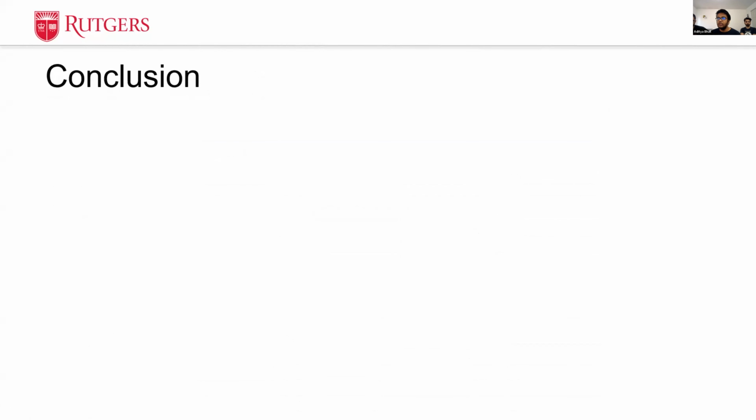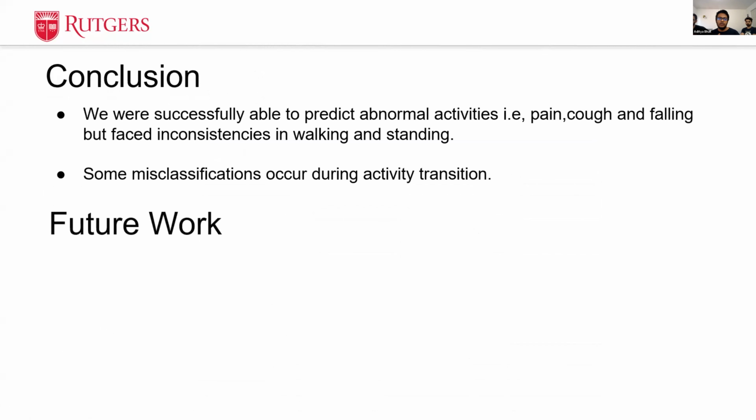So in conclusion, we would say that our model was successfully able to predict most of the abnormal activities such as pain, cough, and falling, but there were inconsistencies during walking and standing, which is expected because the skeletal position mostly remains almost the same during walking and standing. Most of the misclassification occurred during activity transition.